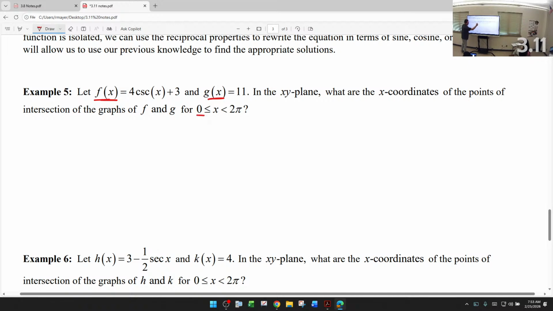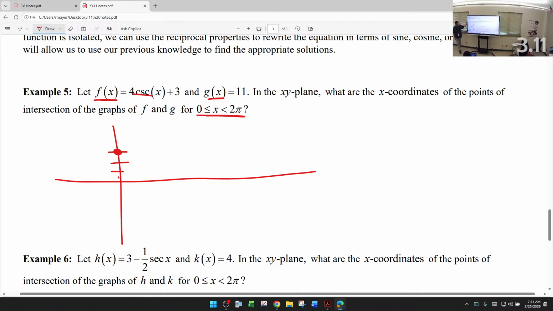And all they care about is from 0 to 2 pi. Because you guys are smart enough to know that this thing goes on forever, and it can intersect 11 forever amount of times. And there's 2 ways to go about this, and I don't know which way is better for you. Cosecant is sine flipped. Sine normally starts at 0, but this thing is shifted up 3 units. So it's going to start at 3. I don't have any negatives, so it's going to start going up, coming down, going back up.